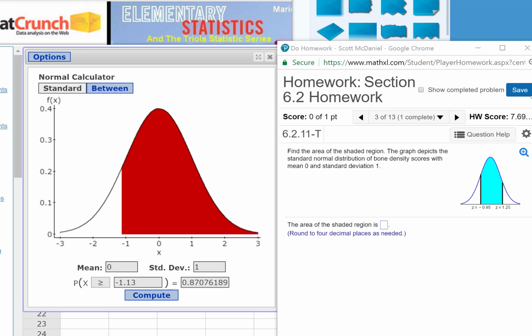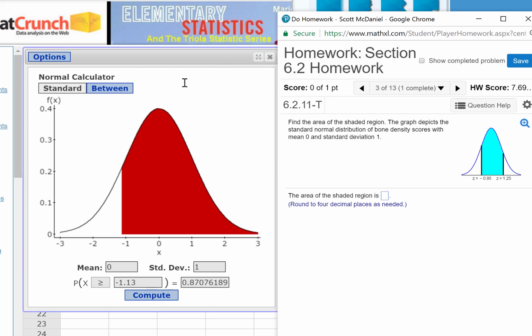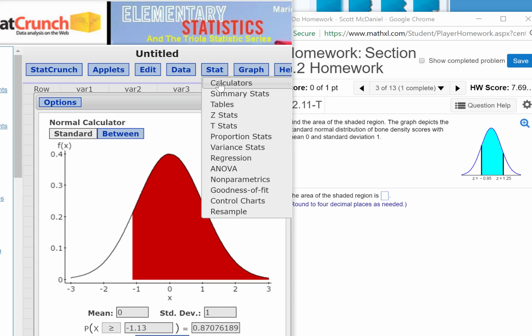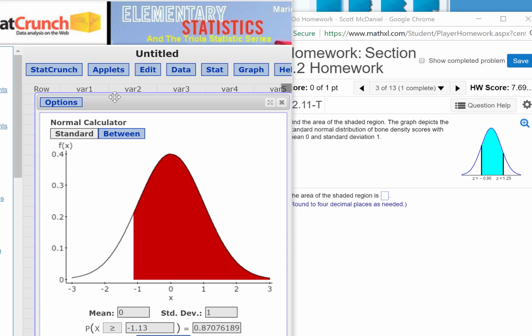Okay, for this one, we want to find the area of the shaded region, and the graph depicts a standard normal distribution of bone density scores with a mean of 0, standard deviation of 1. So on the StatCrunch calculator, we've opened it before, but just to remind you where it is, you're going to go to Stat, Calculators, and Normal. And then this calculator will pull up.